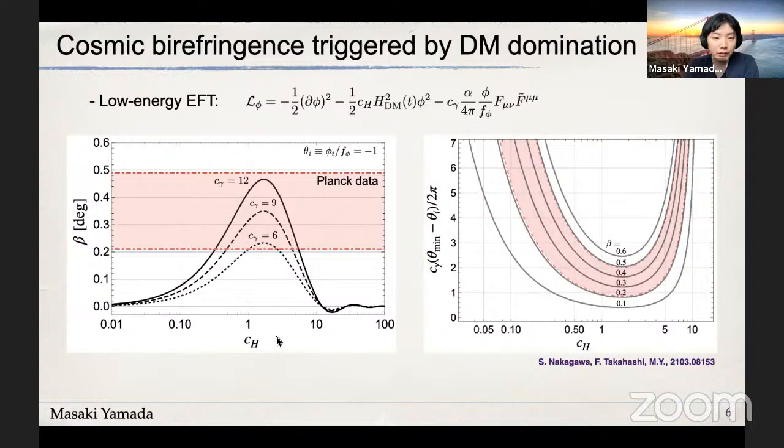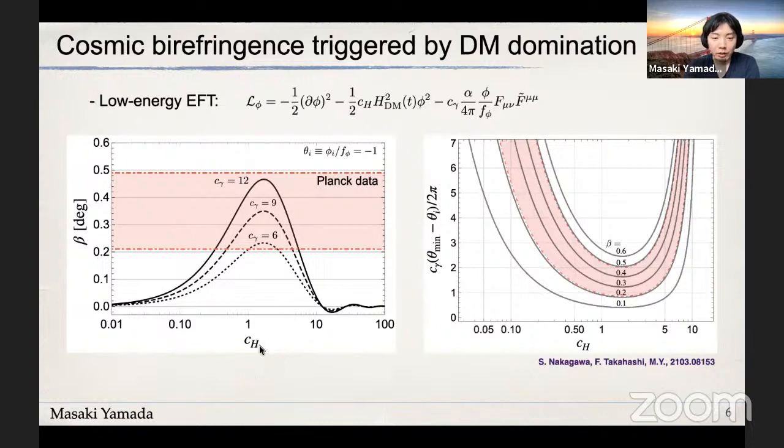And the red figure is the resulting birefringence angle in this model as a function of CH. CH is a coefficient of the effective mass term. Here we assume that the initial misalignment angle is equal to unity, but this can be as large as pi. And you can see that if CH is over unity, we get a sizable birefringence angle. And actually, it is consistent with the Planck data in this reddish shaded region.